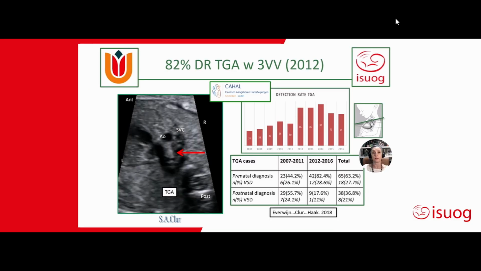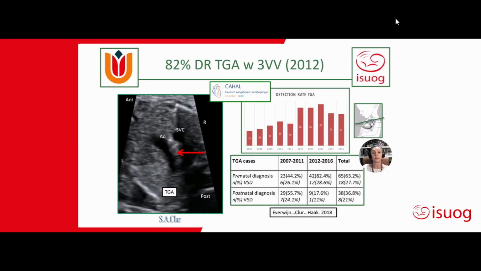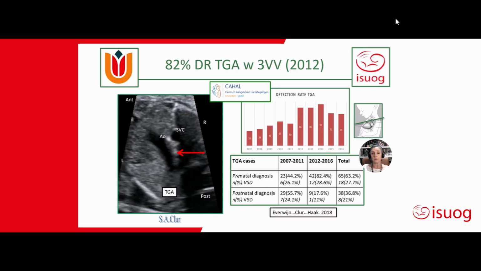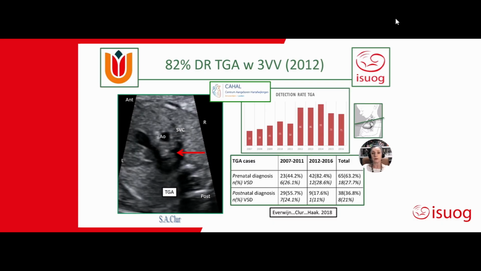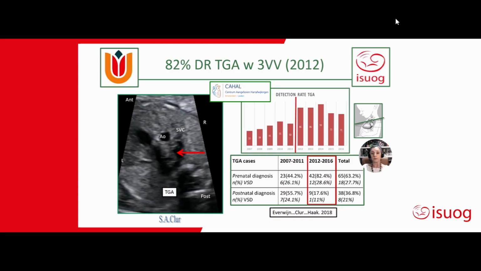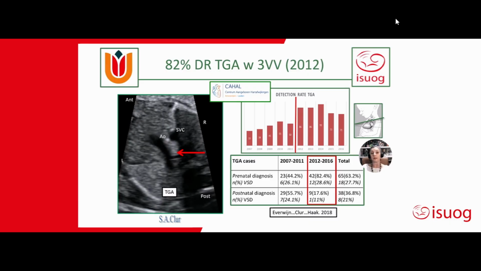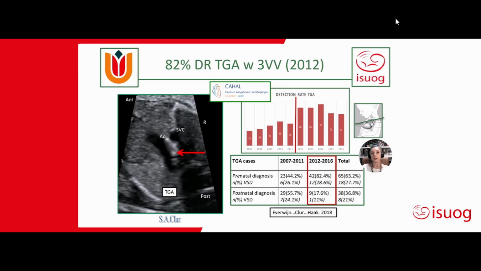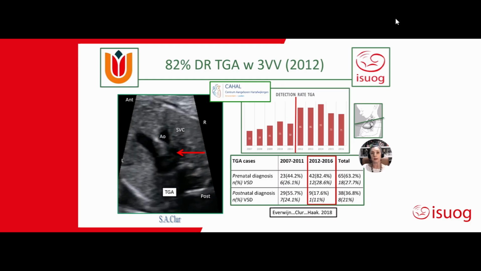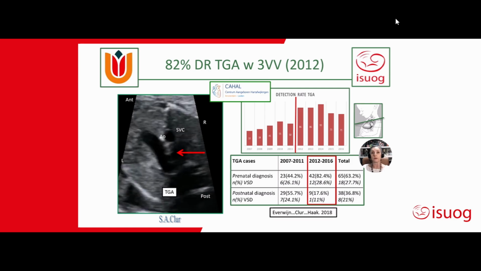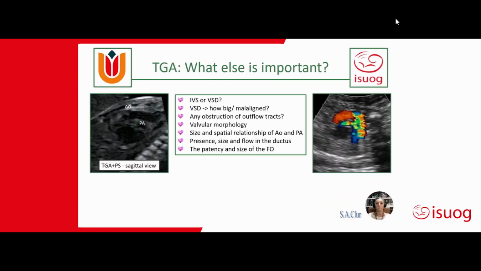In 2012, the 3-vessel view was added to our national screening program as an obligatory view. And our detection rate for transposition of the great arteries improved from 44% to 82% before and after the introduction of the 3-vessel view. Once again, emphasizing the importance of these views in your diagnosis of transposition of the great vessels.